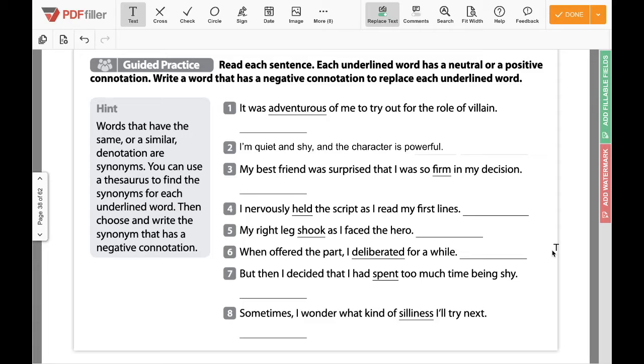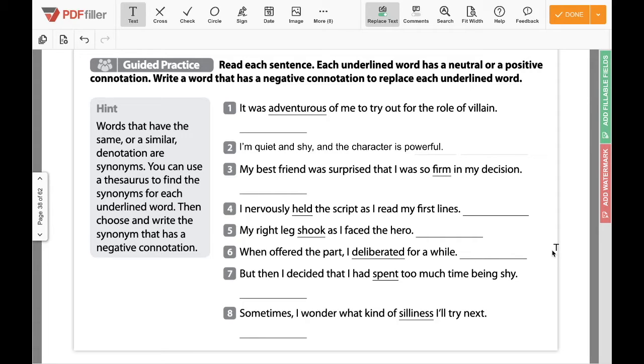With synonyms, again, we talked about these before, synonyms are words that mean the same thing. So you can use a thesaurus, which is similar to a dictionary, to find the synonyms for each underlined word, then choose and write the synonym that has a negative connotation.